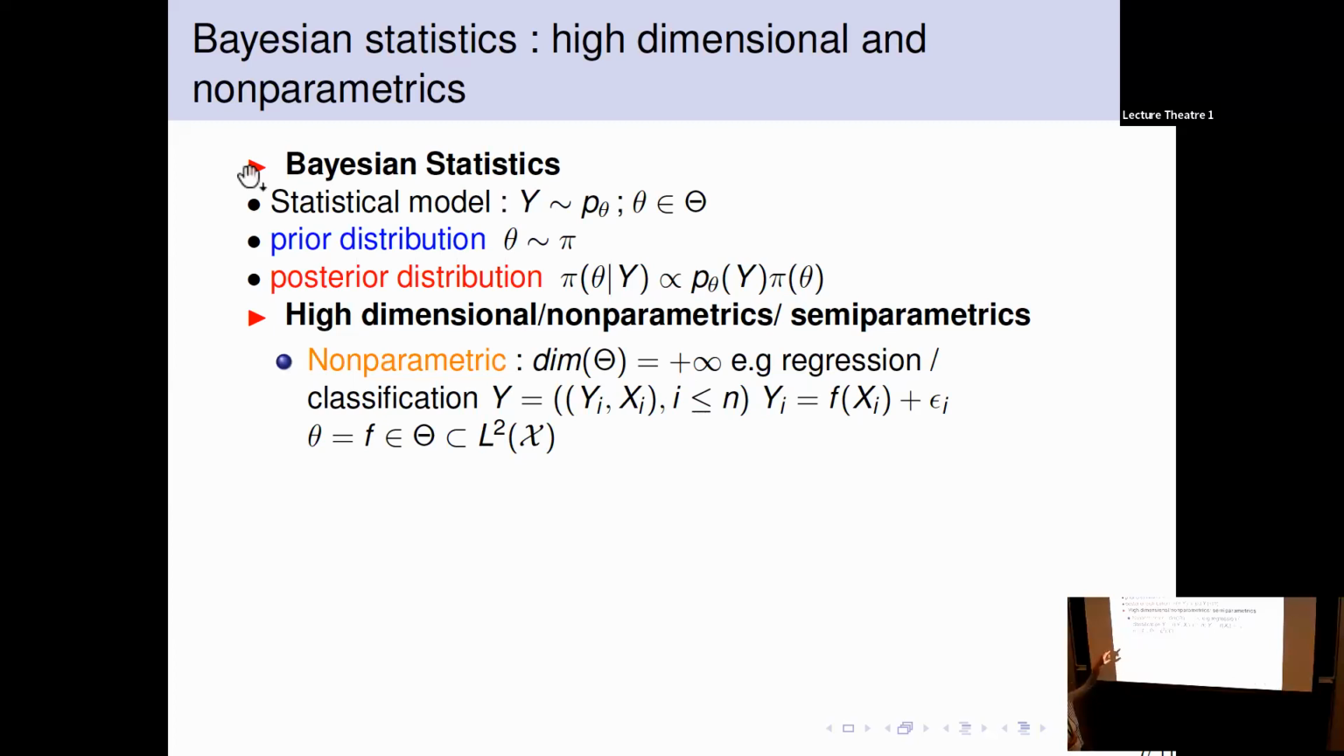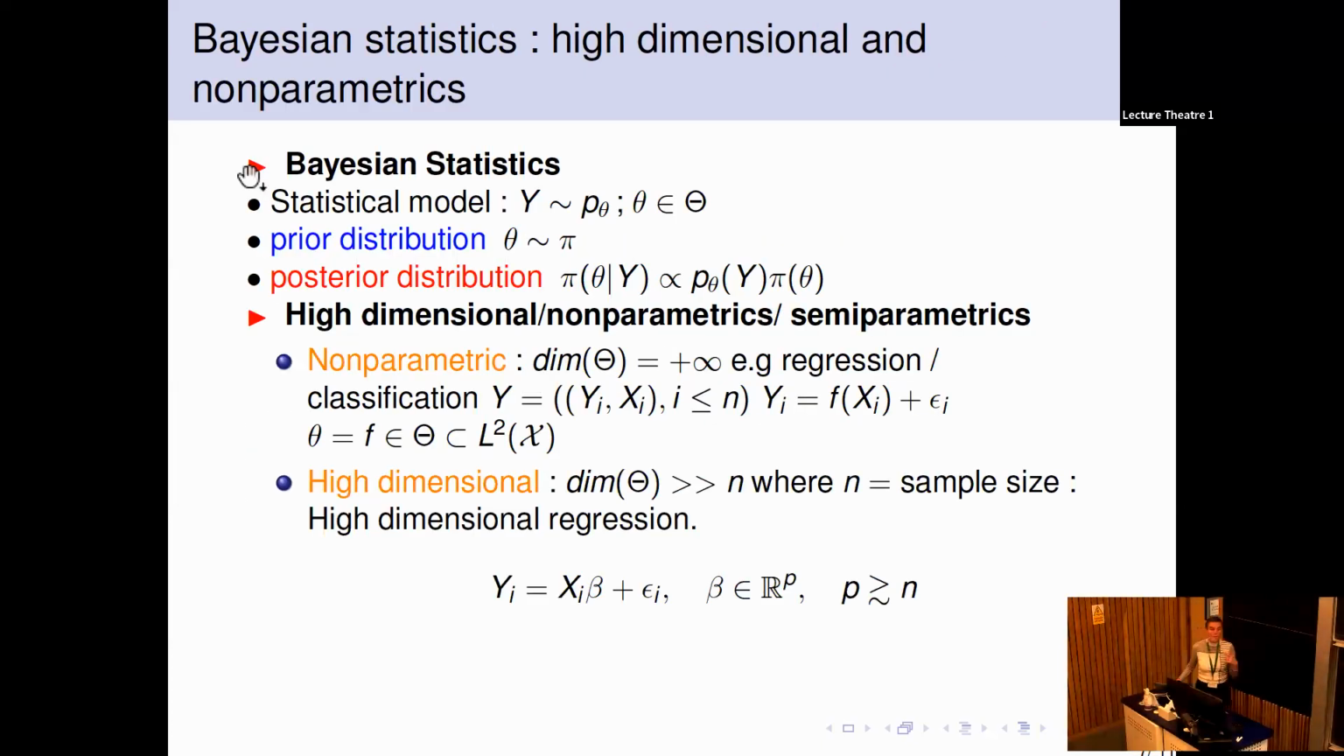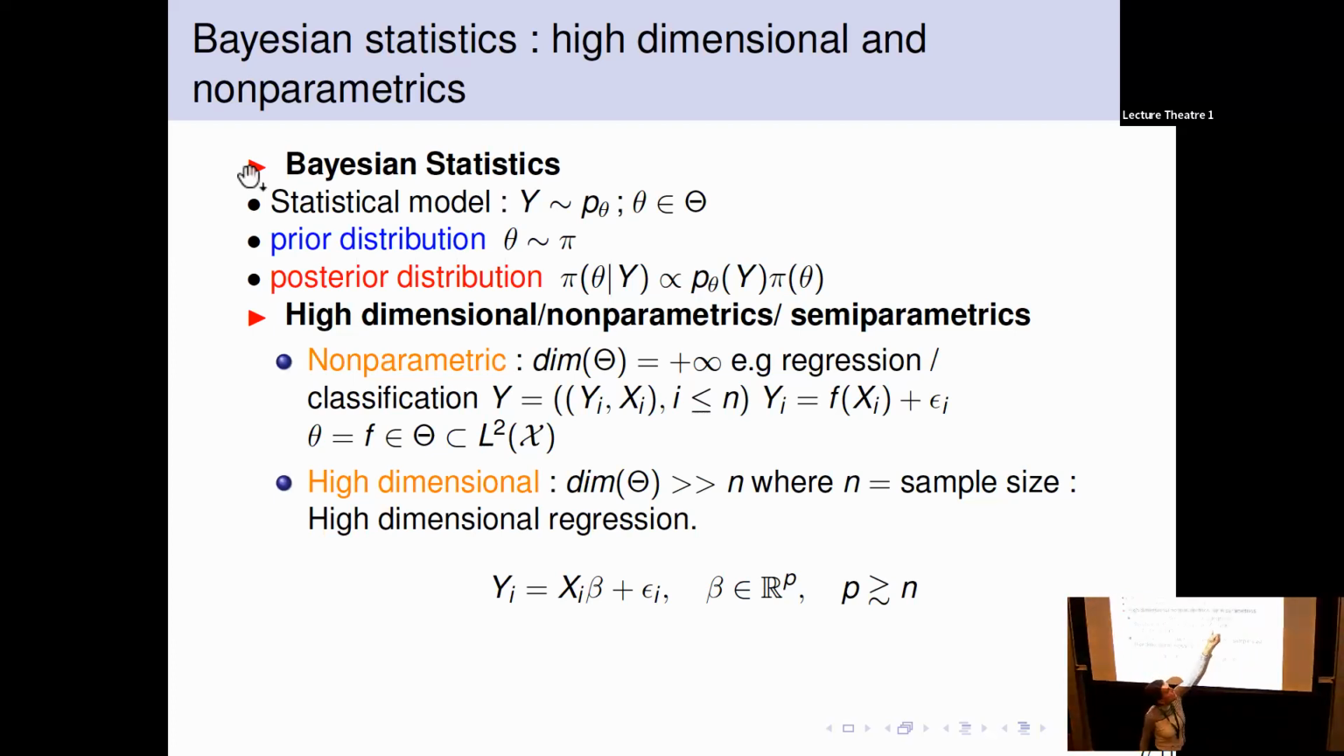But now, a lot of the interest in modern statistics is in high-dimensional models, non-parametrics and semi-parametrics. Non-parametrics means that theta is a function or a set of functions, so you're working in an infinite dimensional space, but it's infinite and structured, so in a sense it's simpler than high-dimensional. High-dimensional is not necessarily infinite dimensional, but it has a lot of parameters. Typically, the number of parameters is larger than n.